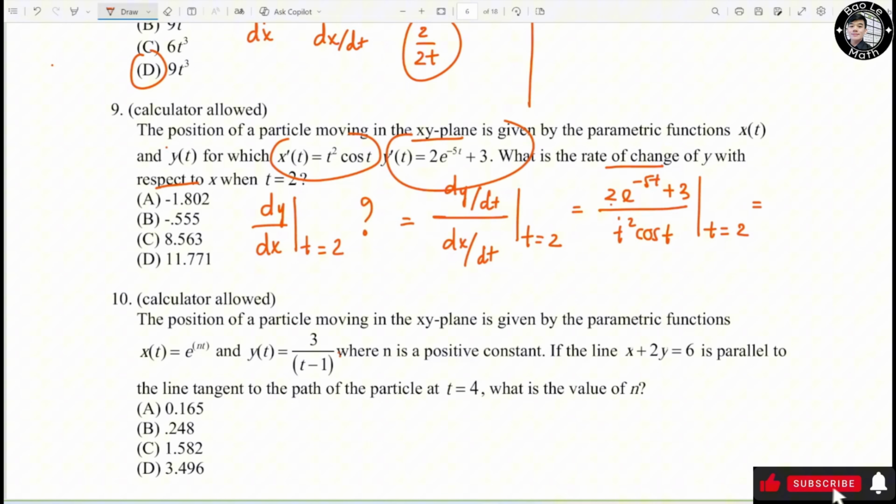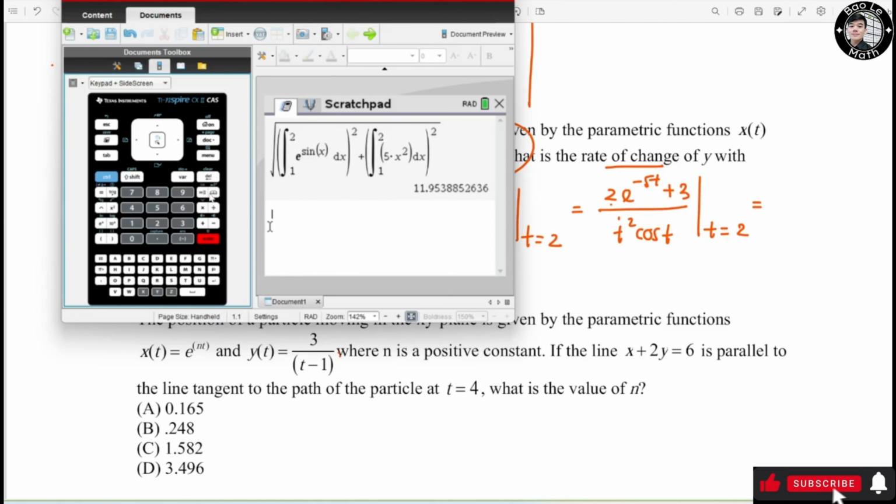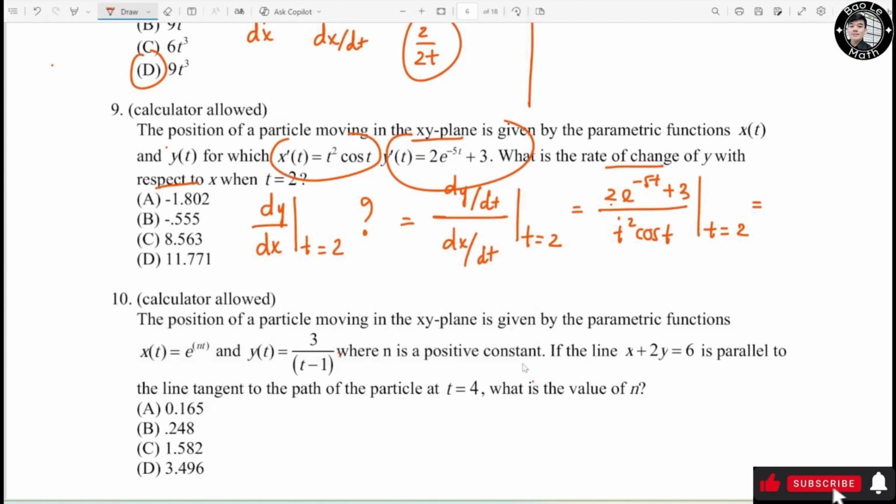So we're going to bring up the calculator. Hit the button right here. Input this fraction. Press Ctrl Enter. It's going to be negative 1.802. So the answer must be A.